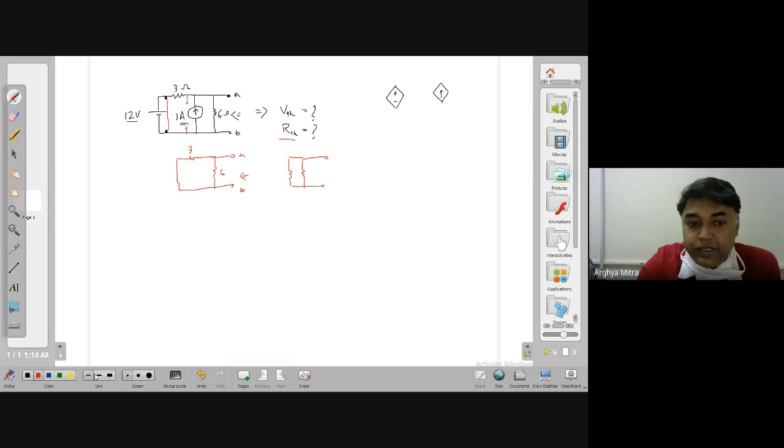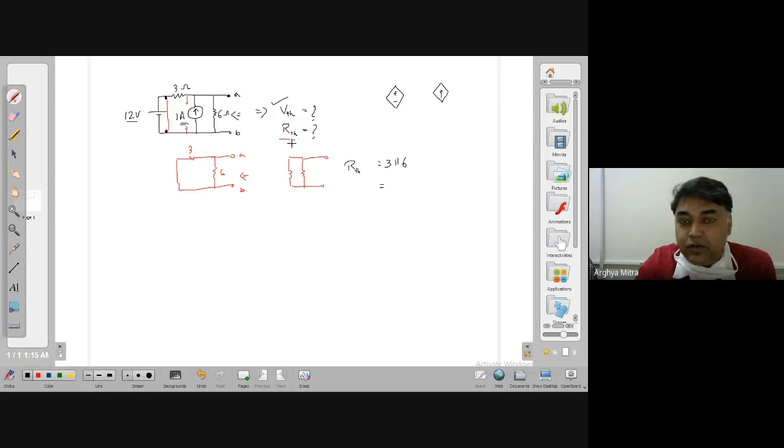So RTH will be nothing but 3 parallel 6. So that will be our answer for RTH. So half of the question is done. So if there are options, and you see that your RTH is matching, then you need not go for finding out VTH if it is problem specific and there is no matching with the other options.